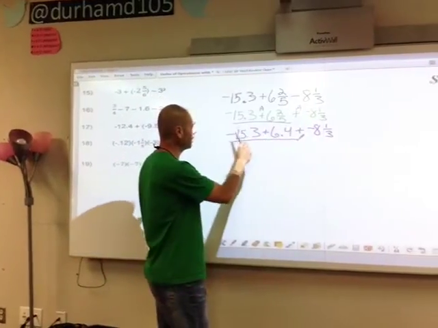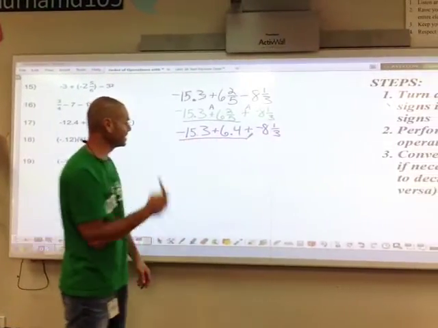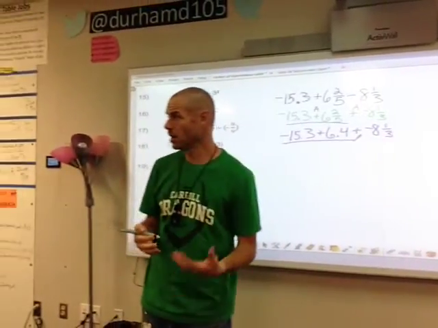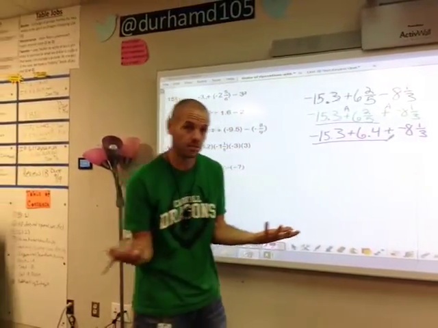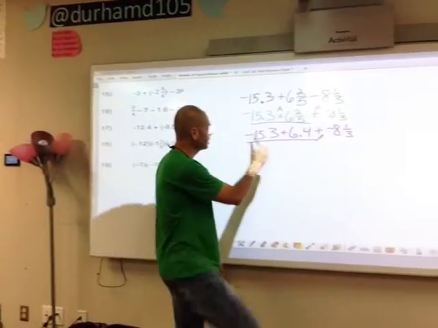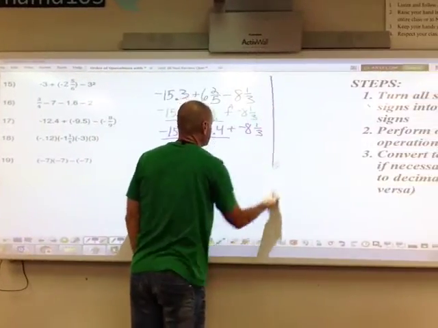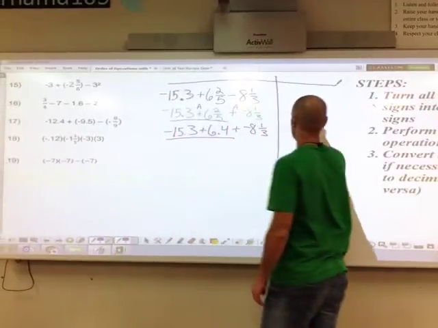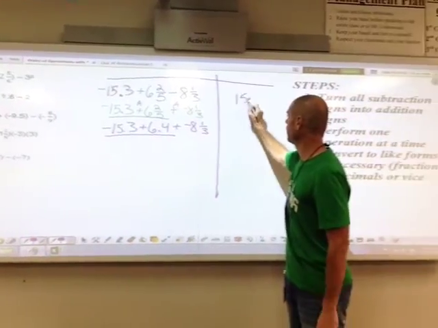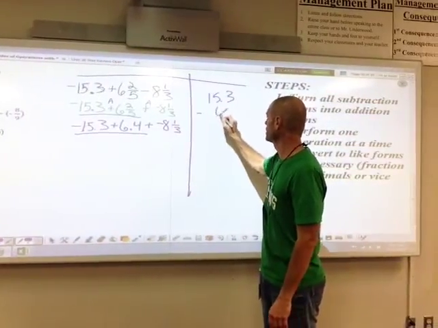So when I add those together, I am adding unlike signs. So when you add unlike signs, you really subtract. So negative 15.3 minus 6.4. So I'm going to have my T-chart. And so right here, I'm going to go 15.3 minus 6.4.